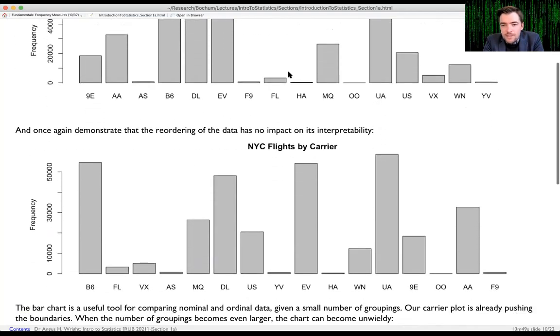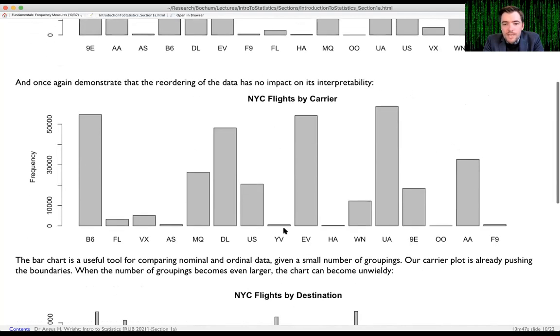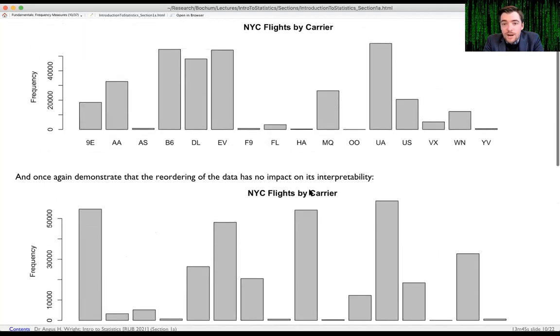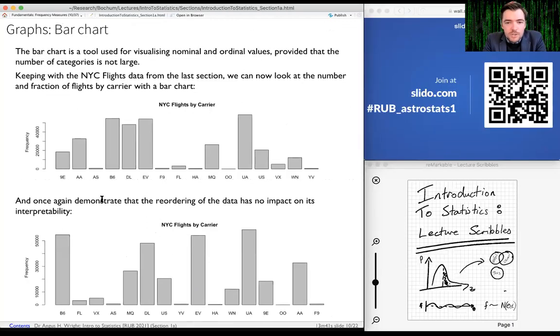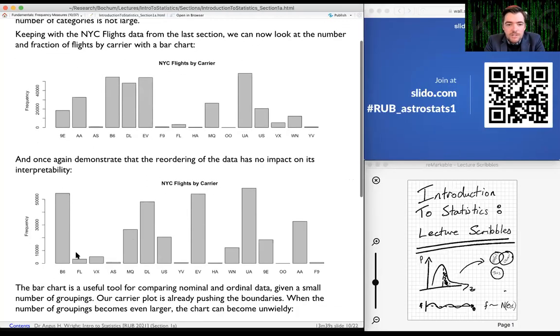Again, we can demonstrate that this is qualitative because if I reorder the x-axis here, nothing changes, right? And my ability to interpret these data doesn't change if I shuffle the x-axis. Okay, so these are qualitative data.